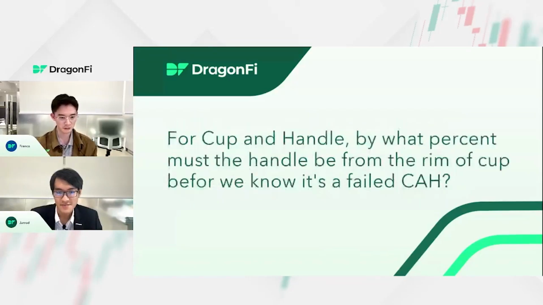For cup and handle, by what percent must the handle drop from the rim of the cup before we know it has failed? More than 50%, right? If the handle drops more than 50% of the cup from the rim of the cup to the downside, then it somewhat has failed already. 50% is a deep pullback, and that's not ideal. Ideally, not more than 50% of the cup's height.